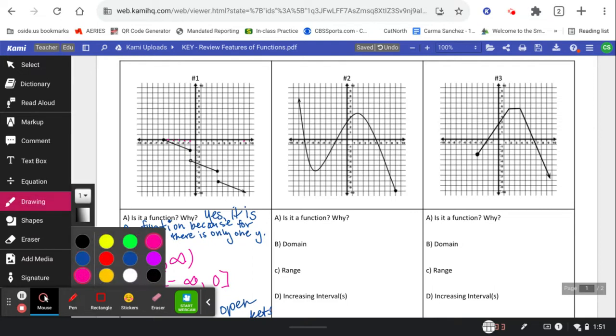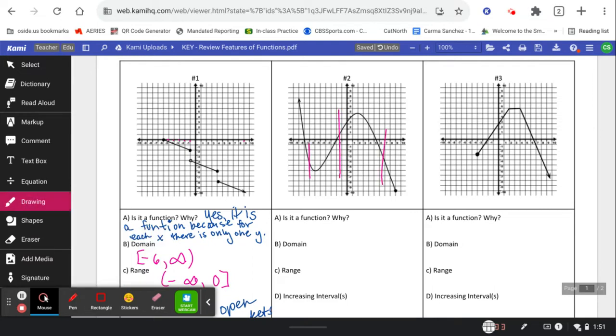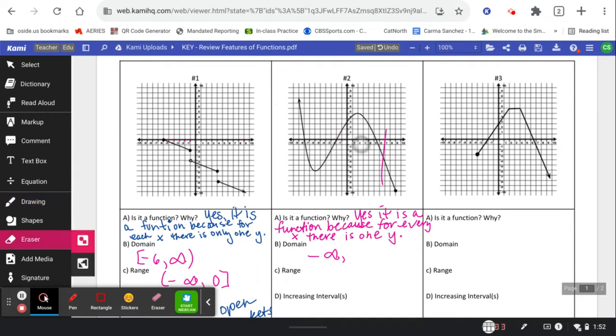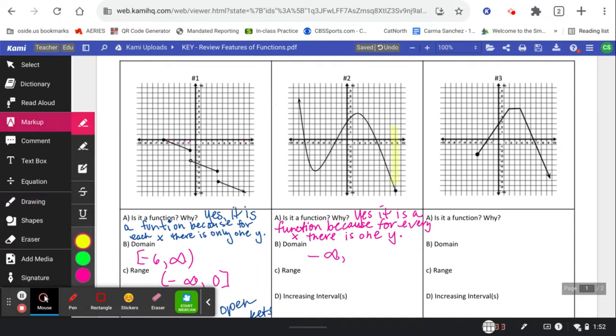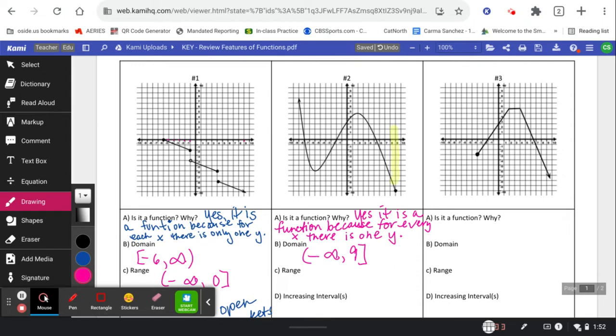Next one, vertical line test. Yes, it's a function. Because for every x, there is only one y. The domain, see how there's an arrow going forever left? Goes from negative infinity all the way up until 9. 9 has a closed dot. Infinity always gets an open bracket.